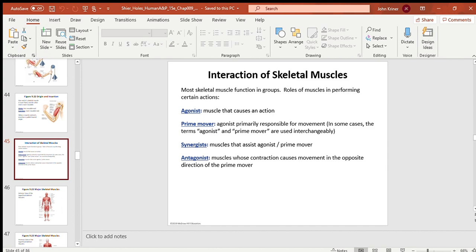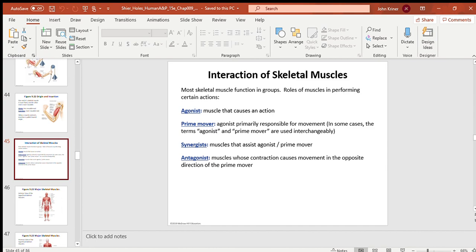Now, you have an agonist and an antagonist, and you may be familiar with these terms through literature. The agonist is what causes the action, and the antagonist will oppose it. So, if you're flexing your arm using your bicep, the bicep muscle is the agonist. But what muscle causes the opposite action, or extending the arm at the elbow? That would be the triceps brachii. And that's the antagonist.